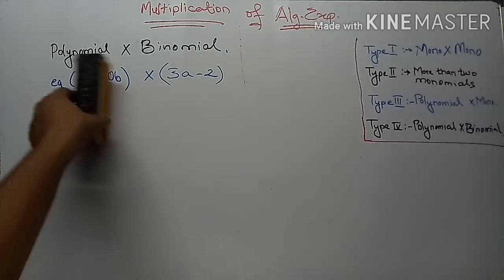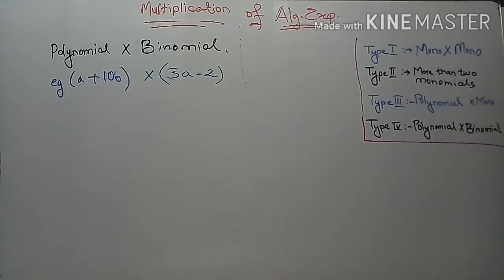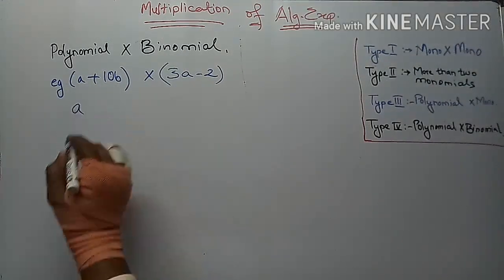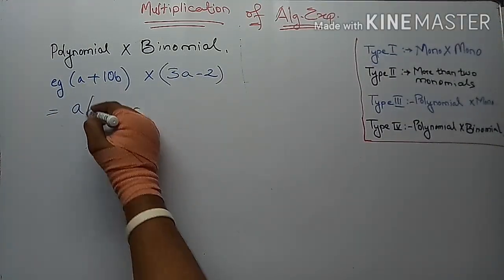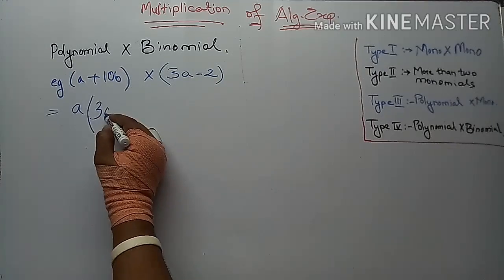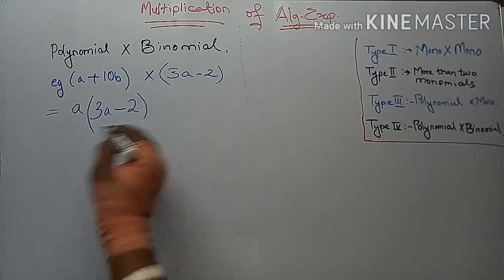I hope you have understood this, but still if you haven't, let's begin by solving the problem so that it gets clear to you. So using distributive property, what I mean to say is you'll have this a multiplied by the whole bracket, 3a minus 2.